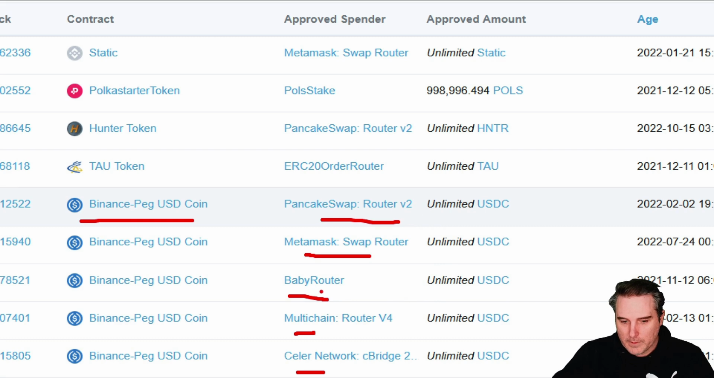So if I look at this Baby router, I also see over here it says unlimited. That means back in 2021, whoever owned this wallet went onto the service, being Baby router, connected and approved some sort of transaction, potentially interacting with the contract, being this Binance Peg USDC.